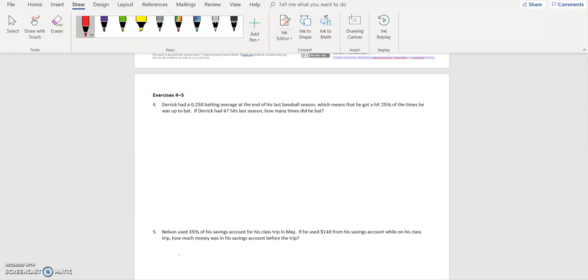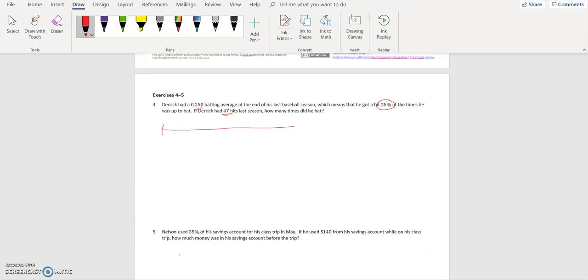Number 4, Derek had a 250 thousandths batting average at the end of his last baseball season, which means that he got a 25%. That's what that's going to make. So they're just moving that decimal 2 places to the right to say it's a percentage. 25% of the time he was up to bat. If Derek had 47 hits last season, how many times did he bat?